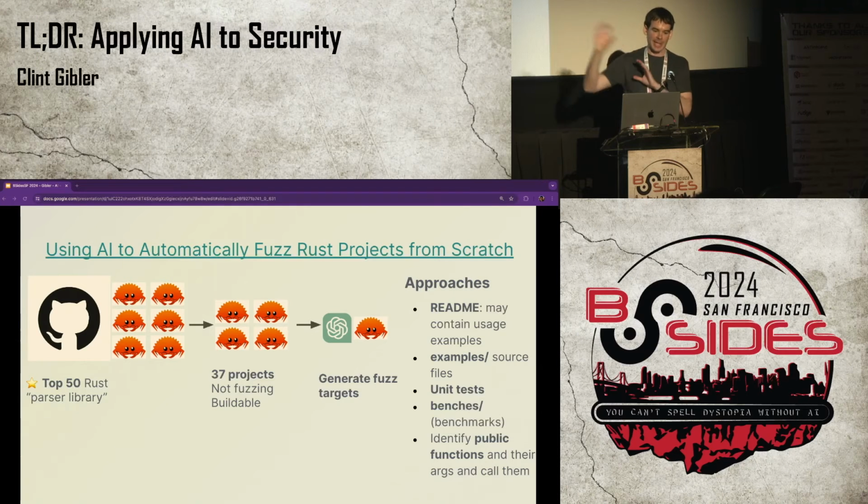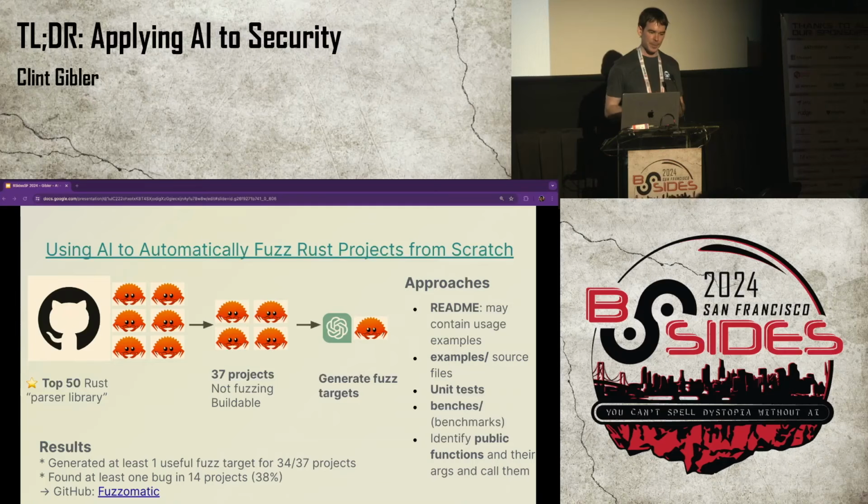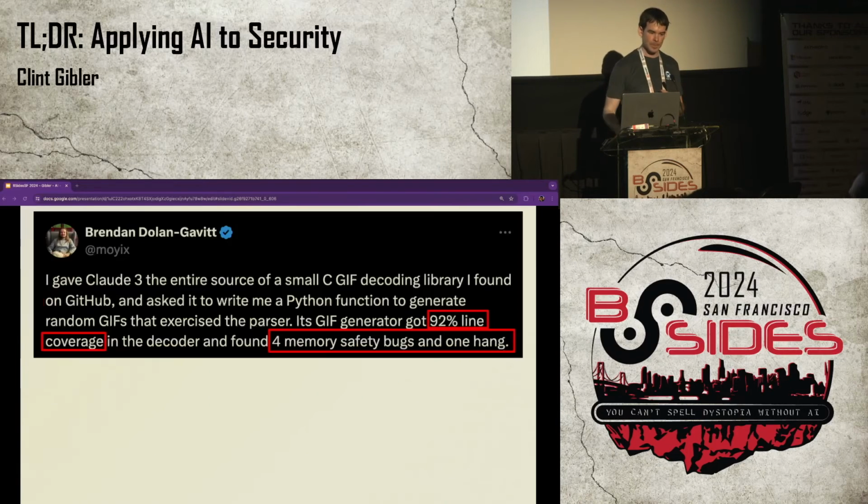Well, you can look in the README for usage examples, or maybe there's an example directory or unit tests or the benchmark folder, or even use some sort of lightweight static analysis that pulls out public functions and maybe also how it's called within the code base. So they found that they could generate at least one useful fuzz target for almost all the projects. They found at least one bug in over a third of the projects, not necessarily critical ones, but still, free bugs are cool. And they also released their tool as well.